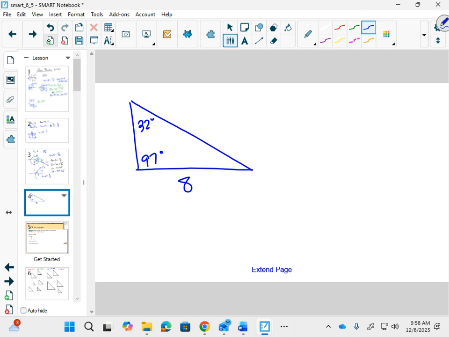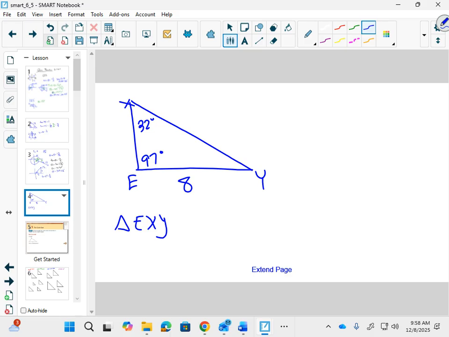Pick 3 letters. ABC, oh, other than ABC, just so it doesn't match up with our formulas perfectly. E, X, and Y. Okay, this is angle E, this is angle X, and this is angle Y. All right. This is triangle EXY.